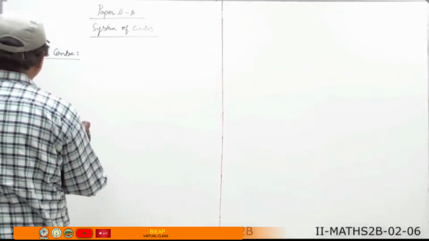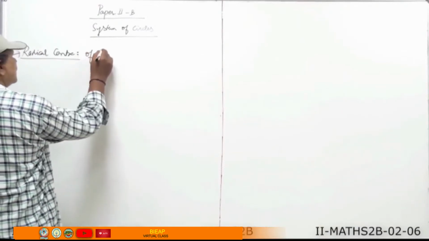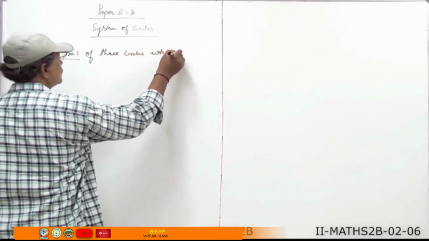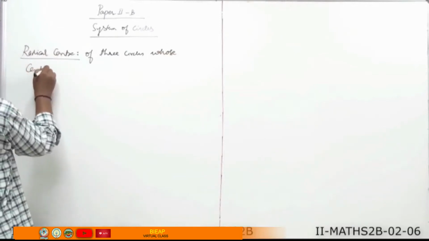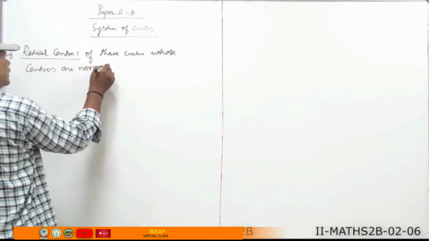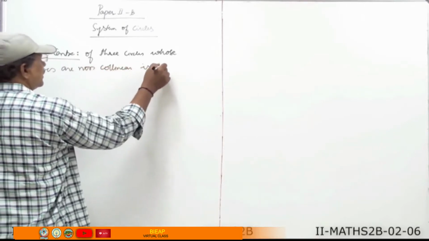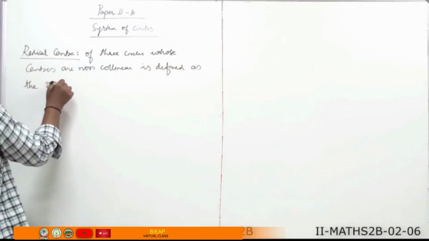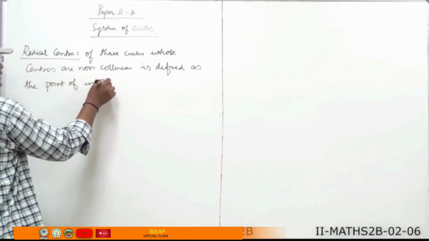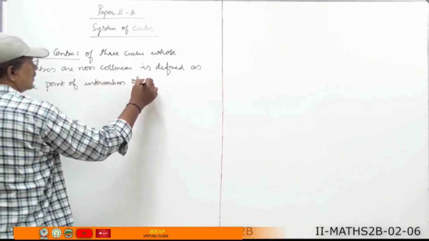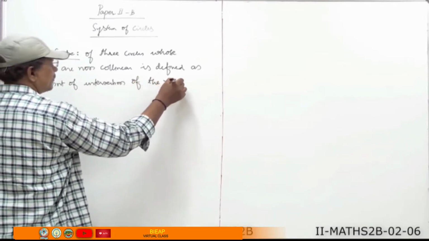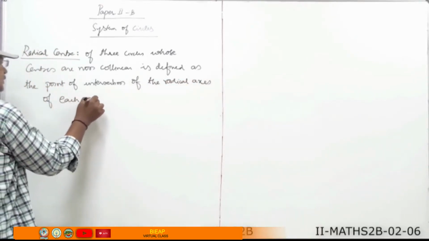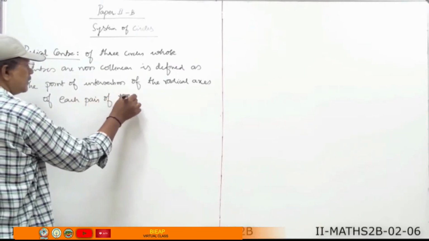So the definition is like this: the radical center of three circles whose centers are non-collinear is defined as the point of intersection of the radical axis of each pair of three circles.